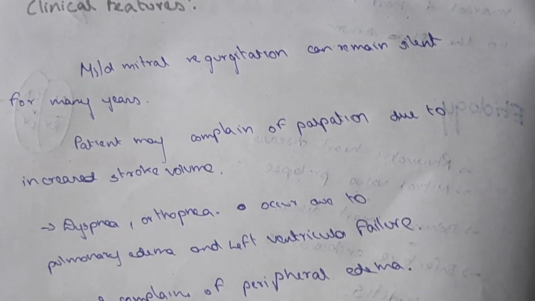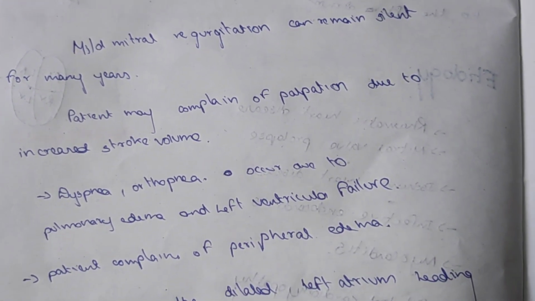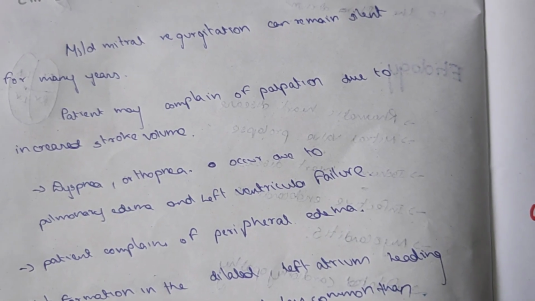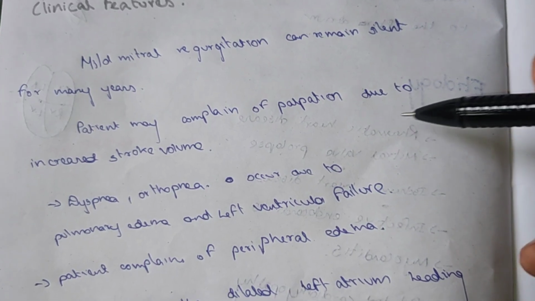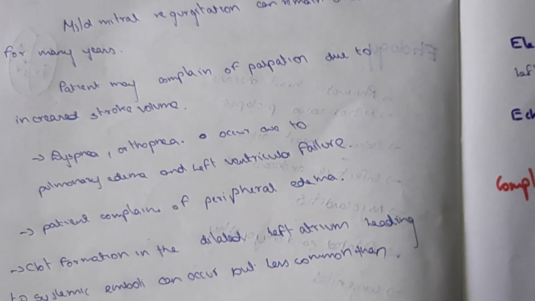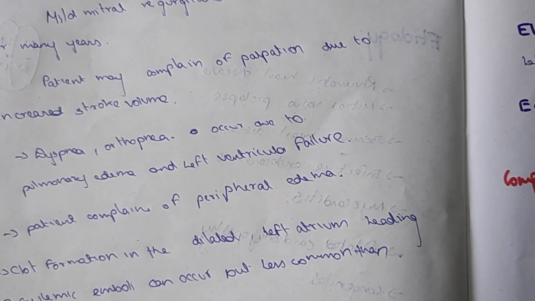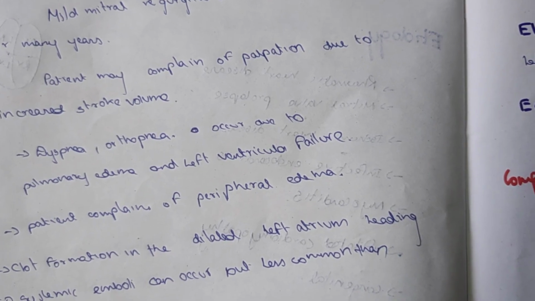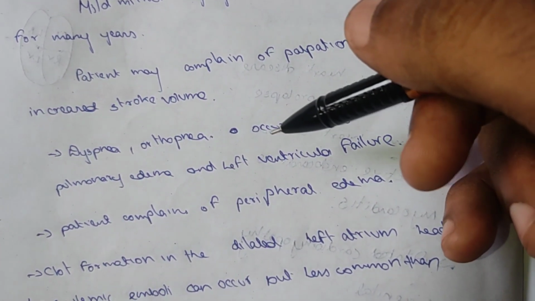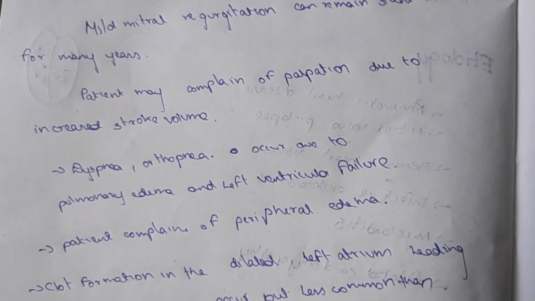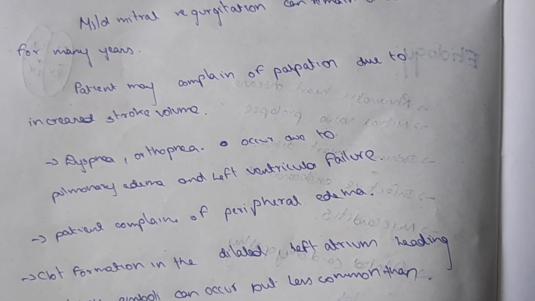Now we will see about the clinical features. Mild regurgitation can be silent for many years. When the regurgitation of blood back into the left atrium is very mild, it can stay silent for many years. But the patient may complain of palpitation due to increased stroke volume, because the blood goes again into the left atrium. Dyspnea, difficulty in breathing, and orthopnea occur due to the pulmonary edema and left ventricular failure. Due to the pulmonary edema, as I said in the pathophysiology, the patient feels difficulty in breathing.